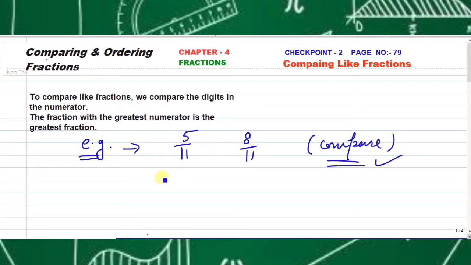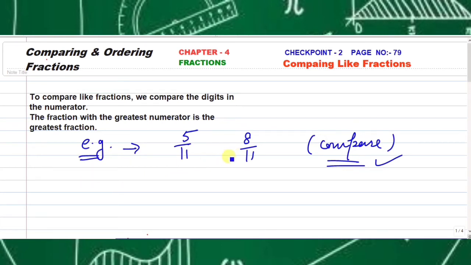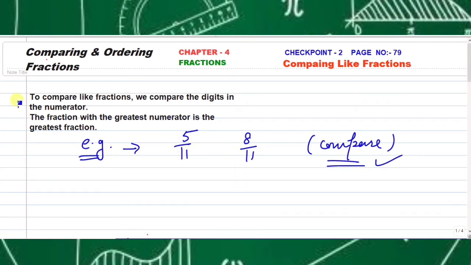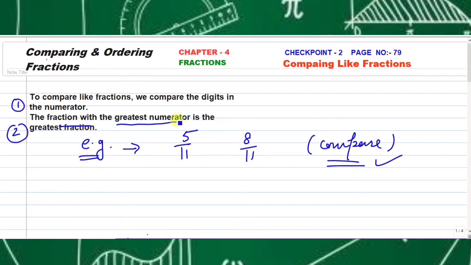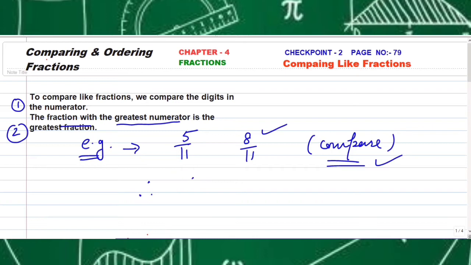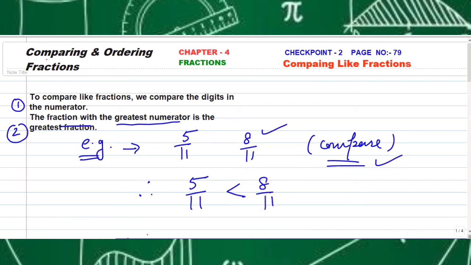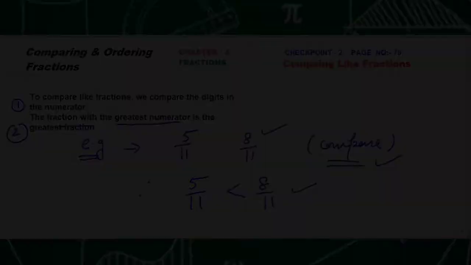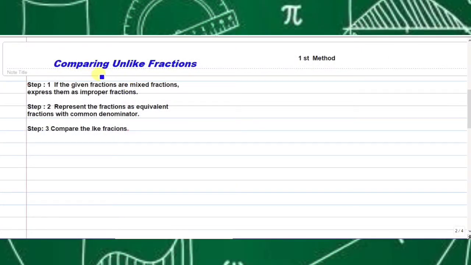Fine. So you can see what I said, to compare like fractions. This is a like fraction. Why? Because the denominator is the same. So we compare the digits in the numerator. The fraction with the greatest numerator is the greatest. Which one is greatest? 8. So this will be your greatest fraction. So 5 by 11 is smaller than 8 by 11, or you can say 8 by 11 is greater than 5 by 11.